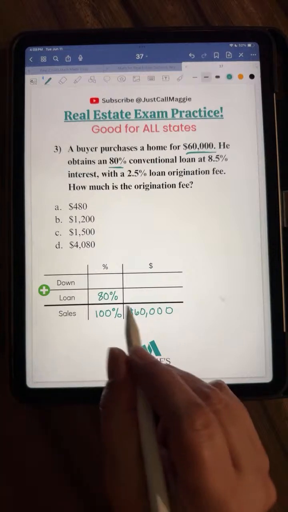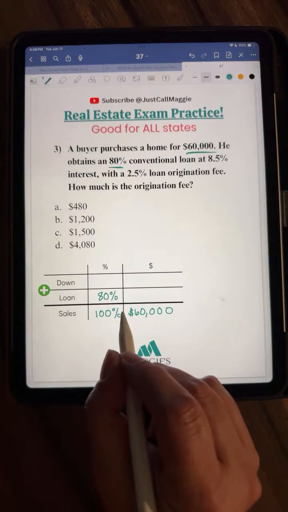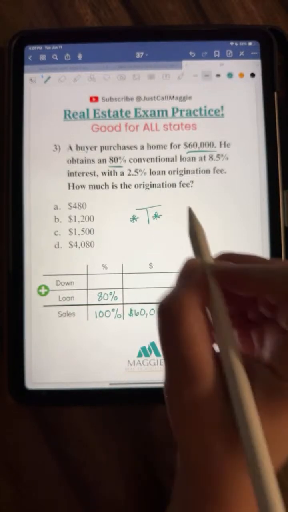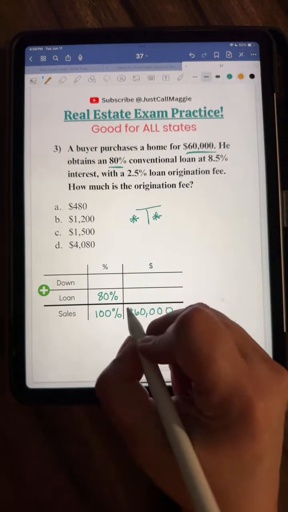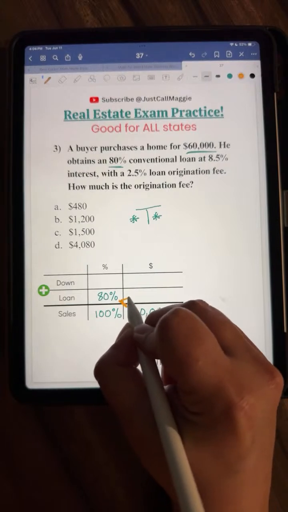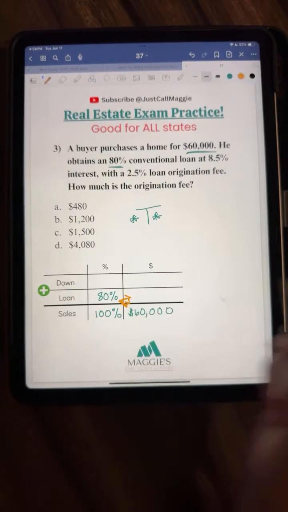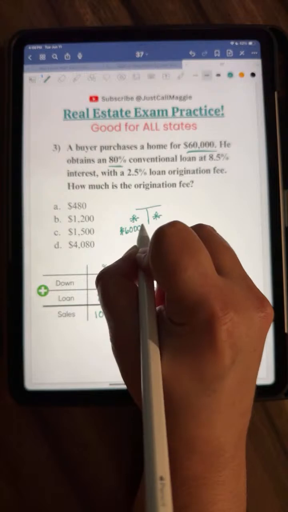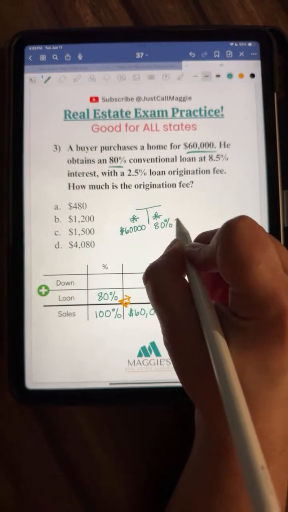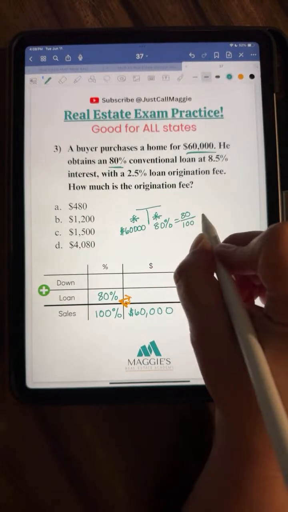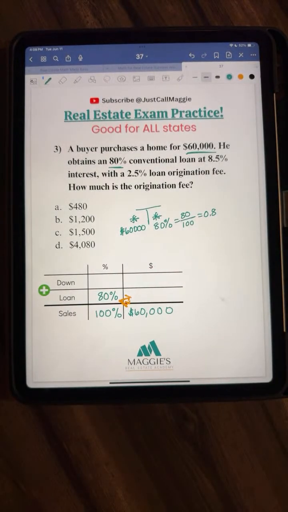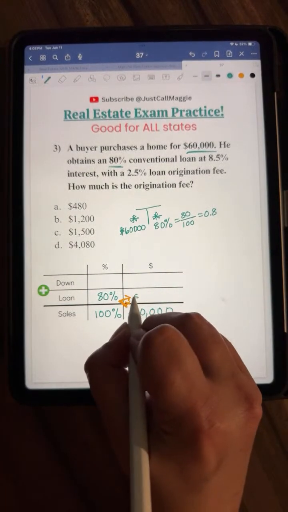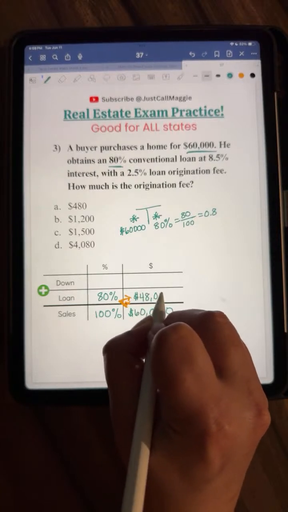So in this chart, when you go diagonal, you're going to multiply, kind of like in the T-chart when you have a total and the percent. So here we would multiply these to find our loan amount. 60,000, 80%, convert 80% to a decimal. So just divide by 100 and we get 0.8. Now when we multiply that, we end up with a loan amount of $48,000.